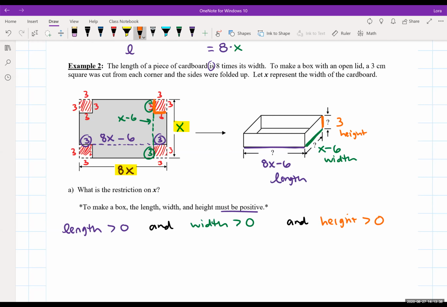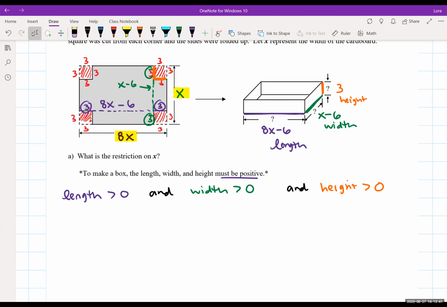I always begin by translating the English to a little bit of math. Then I go back and ask, do I have an expression for length? Do I have an expression for width? And do I have something for height? We took the time to do this, so we actually do. The length is 8x minus 6 greater than 0, according to what we're trying to figure out with restrictions. Width is x minus 6. And now the height, it's already a number. It's just 3, which is greater than 0. So that part is already done. We're good here. Check.